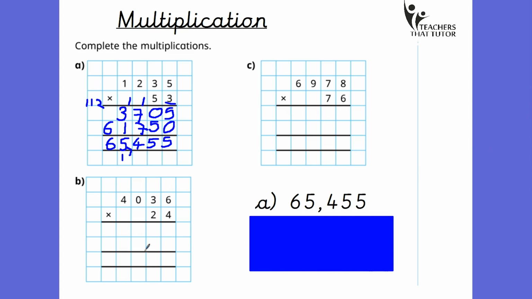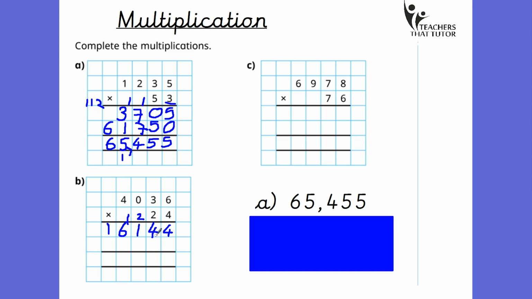65,455. I'm going to do one more demonstration because I know this is quite tricky, and then I'll let you have a go at C on your own. So, first step is to multiply the ones. 6 fours are 24. 4 down, carry the 2. 3 fours are 12, plus that 2 there is 14. 4 down, carry the 1. 0 times 4 is 0, but we still have this 1 here, so we're going to put the 1 down. And 4 fours are 16, and we're going to write 16 as both numbers here. Okay, so the first part is done.